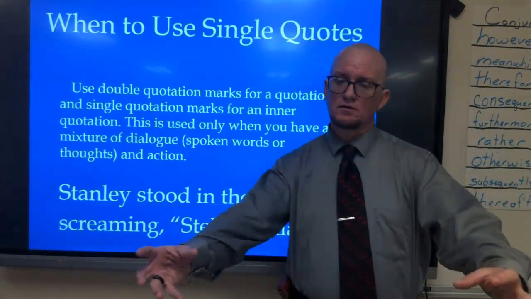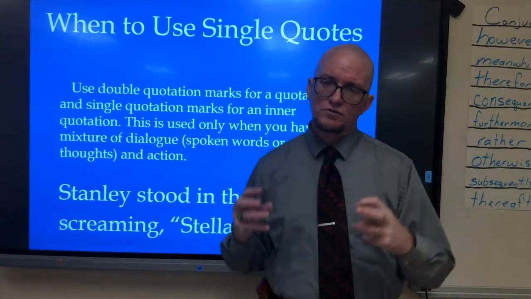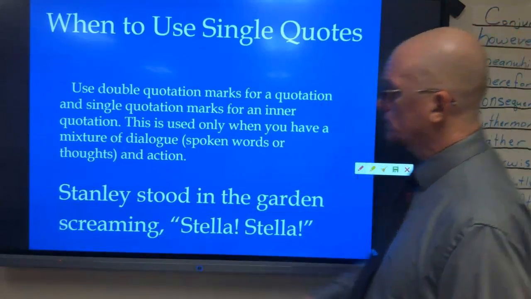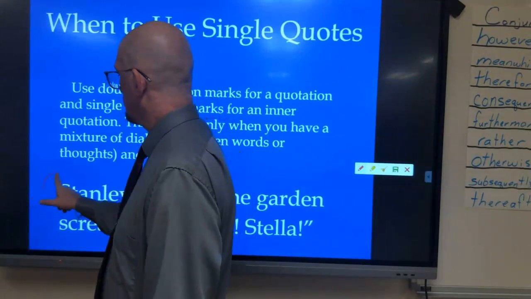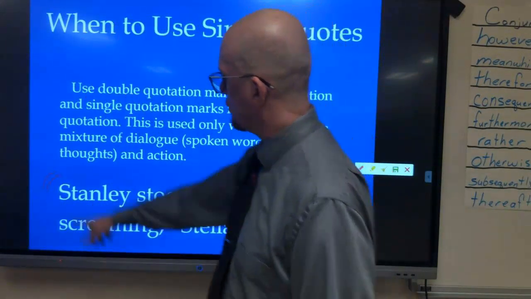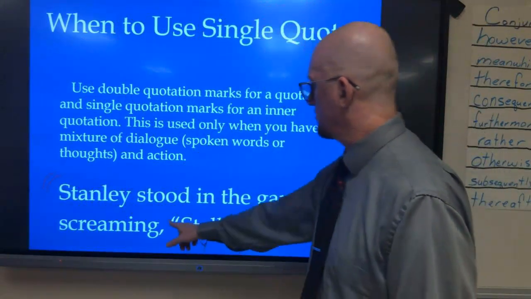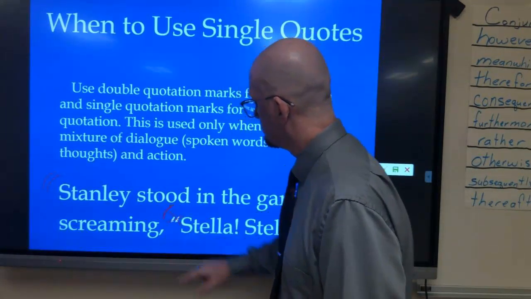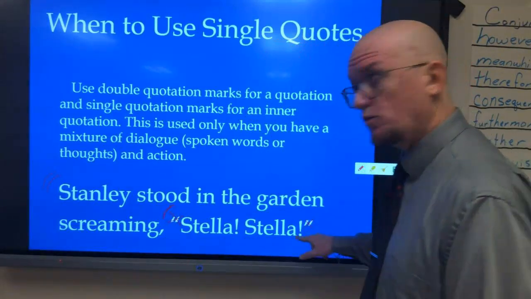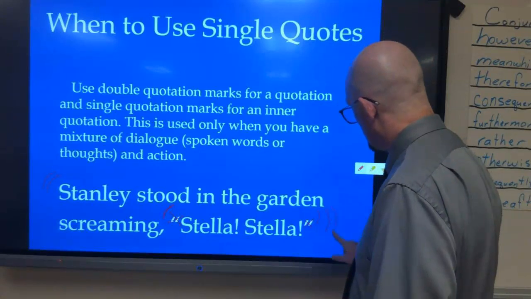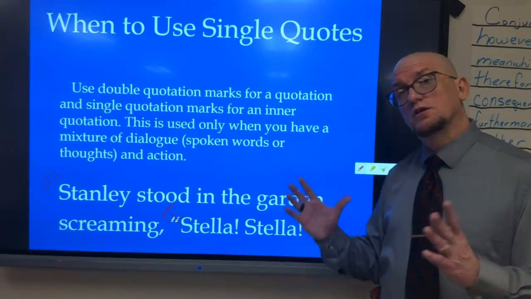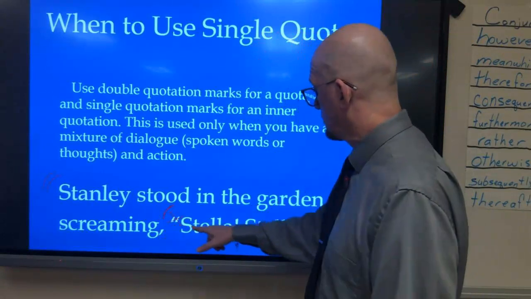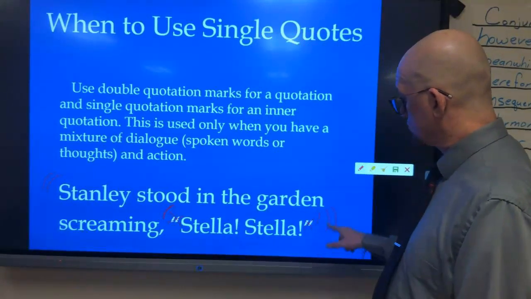Basically, if you're taking a source material quote, you're taking words from another source, and it has got quotation marks already, what you do, quite simply, is when you type your quote in, or copy and paste it in, you start open double quotes, "Stanley stood in the garden screaming." When you get to their quotation marks, you change their quotation marks to singles. Change this quotation mark, because it was already in the quote, to a single, and then you end it with your doubles. No space, no extra thing like that. You'll end up with double quote, "Stanley stood in the garden screaming," comma, single quote, Stella, single quote, double quote.